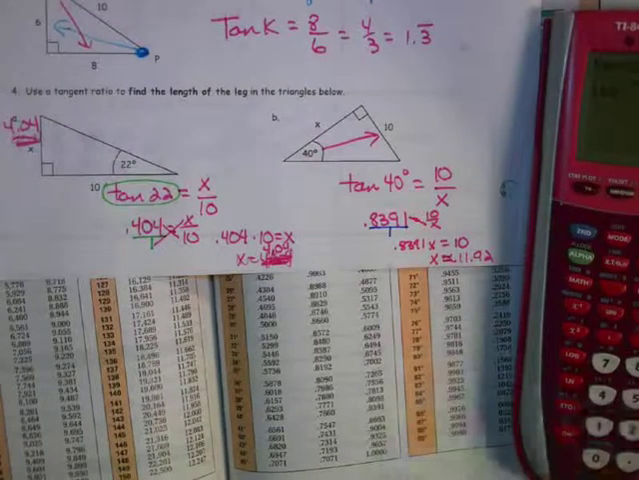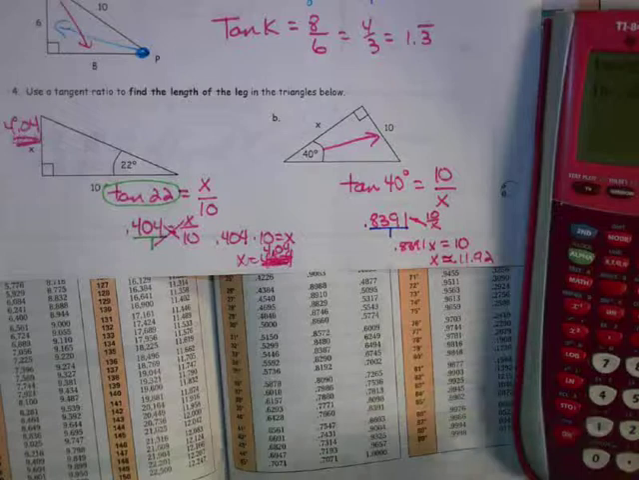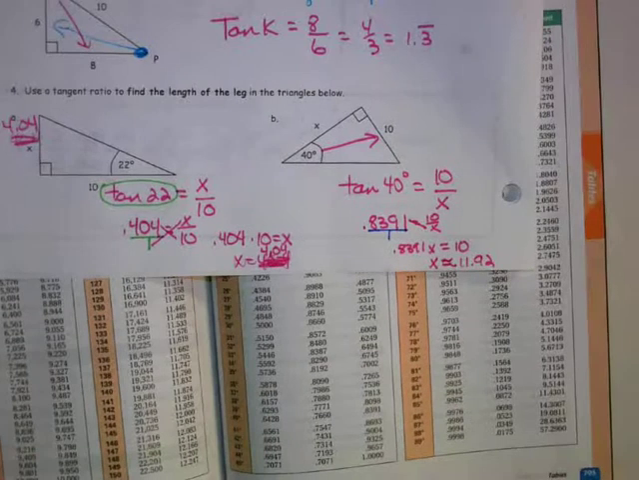10 divided by 0.8391. It should be 11.92.